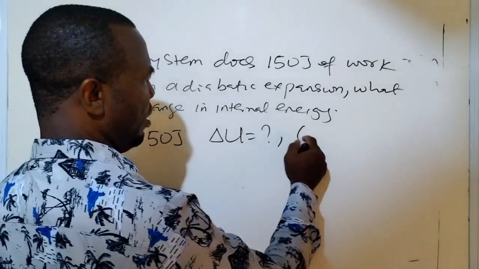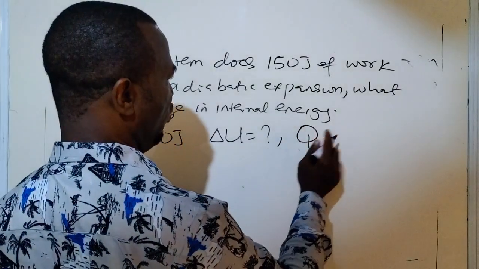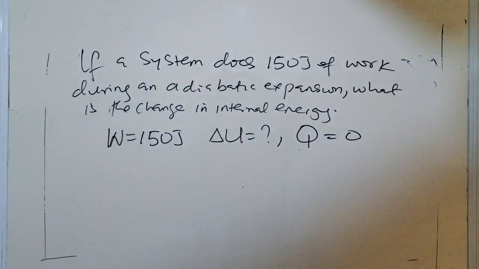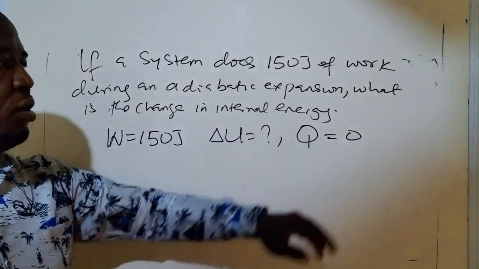Adiabatic means that the quantity of heat is zero. So adiabatic process means no heat exchange. So it's a thermodynamic process in which there's no heat exchange. So that is what is meant by adiabatic process. So in such processes, the quantity of heat becomes zero.